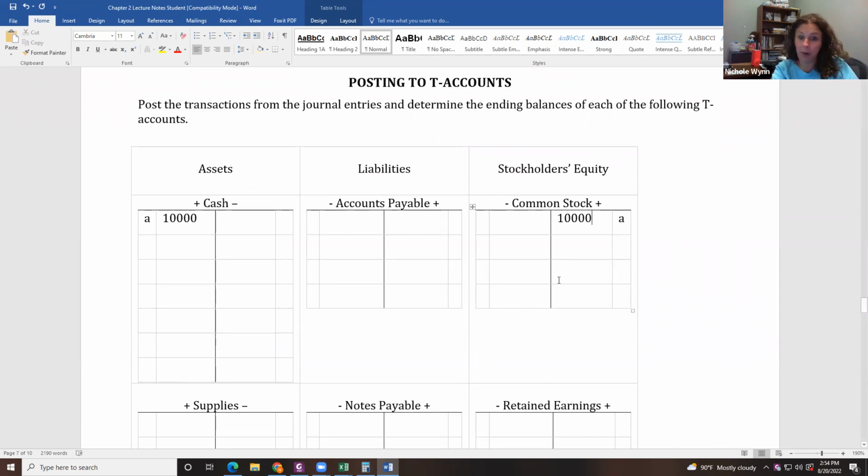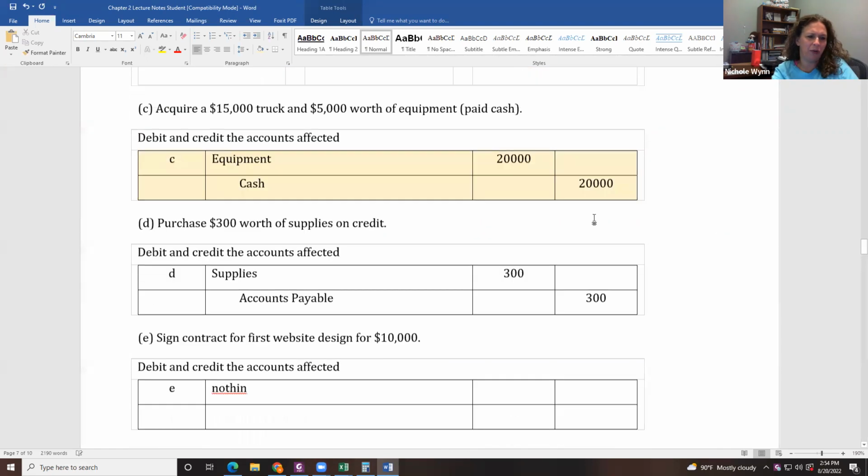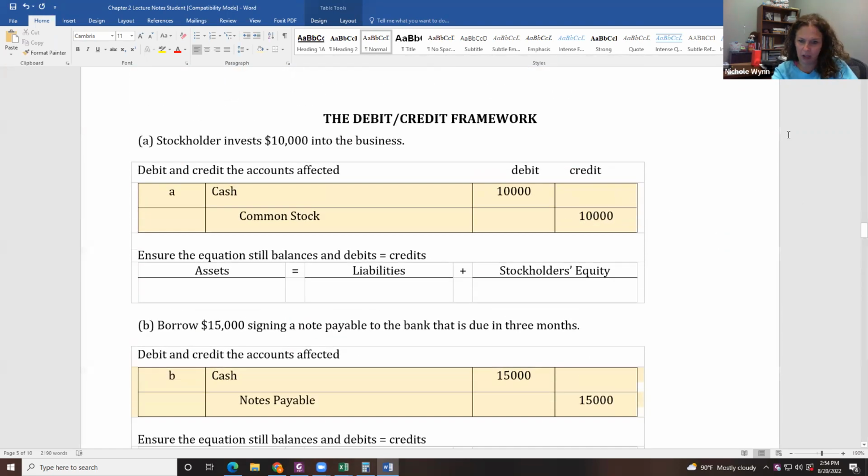And now I've posted transaction A. You can put a check mark next to it if you want to. So if you want to go up to this transaction and be like, done, put a little stamp, a little check mark, like I did that one. Now I'll go to the next one.